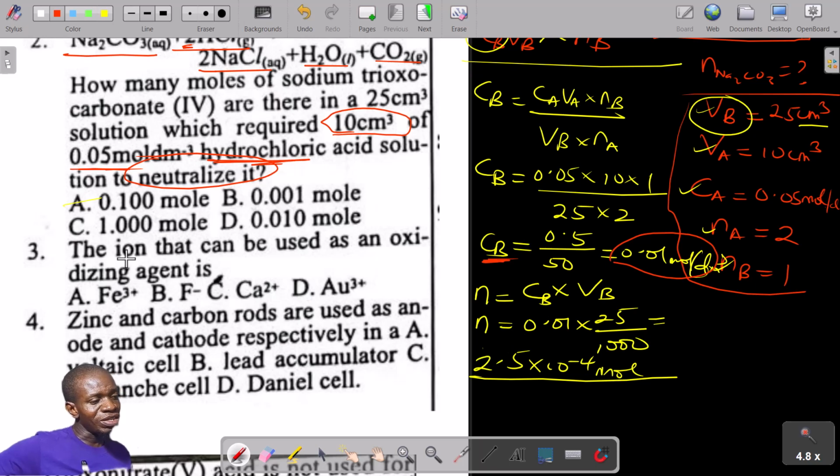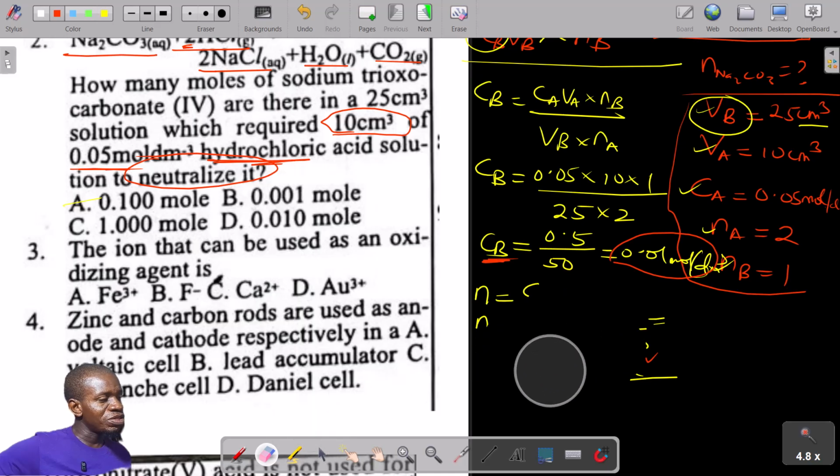But if you look at it, it is not there in the option. So the correct answer is this, even though it's not in the option. So I believe you must have understood why I have to leave it this way. Okay, let's go over to the next question. A quick one. We are not going to be wasting much time.